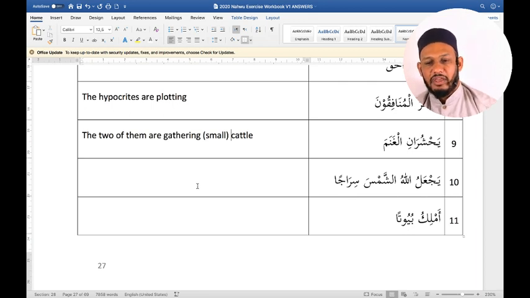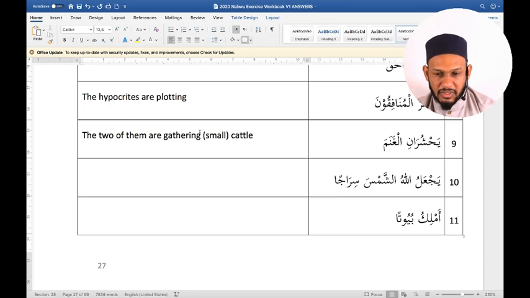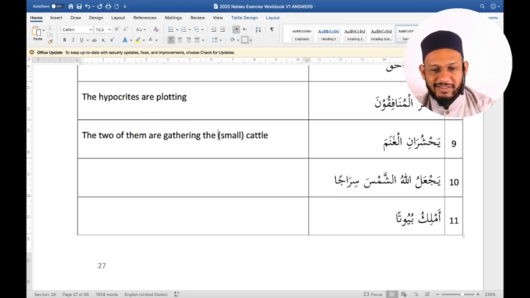Next one. يَجْعَلُ اللَّهُ الشَّمْسَ سِرَاجًا. Missing the in number 9. The two of them are gathering. Okay, the cattle. Shukran. So now number 10.